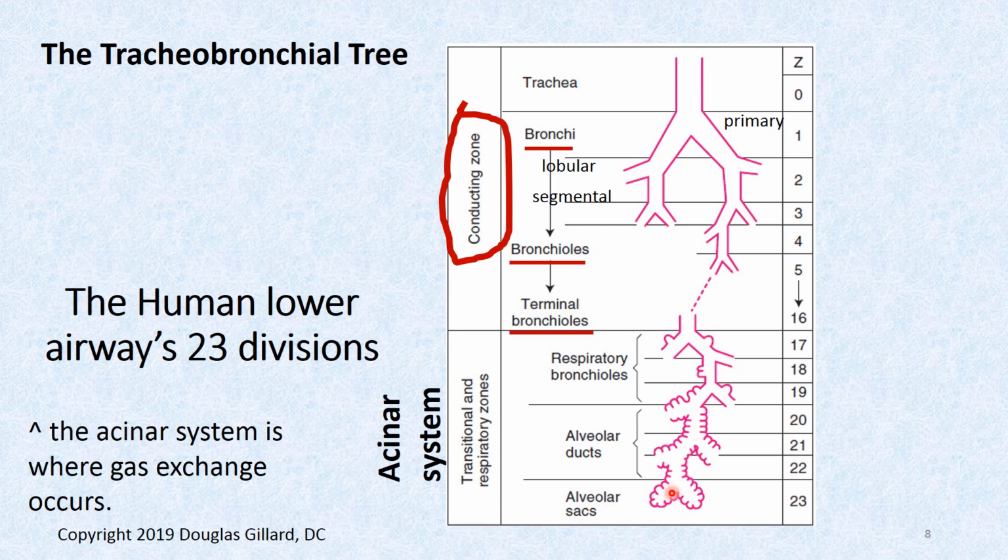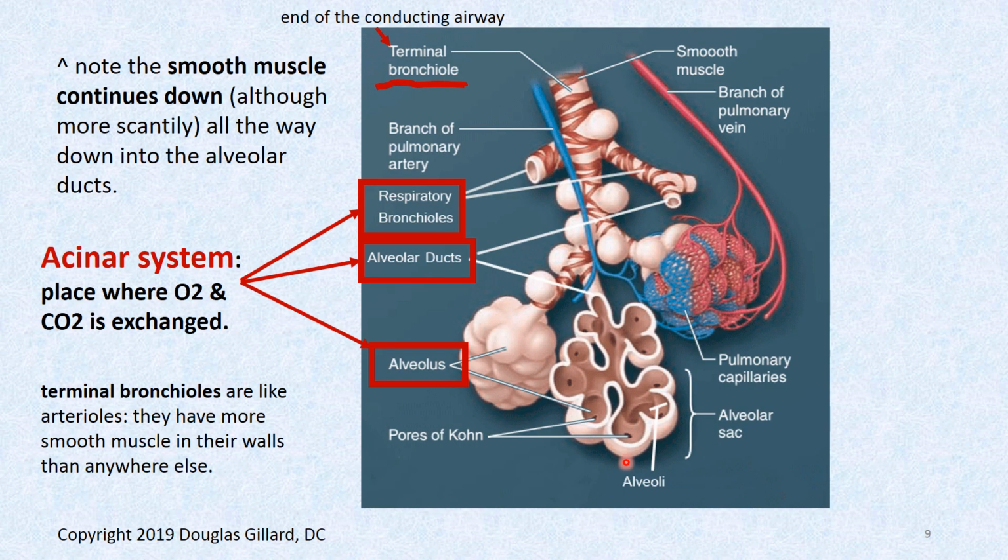But the further you get toward the end of these things, the more sac-like they become. Then after the respiratory bronchioles, you have ducts. And off the ducts, you have clusters like grapes, bunches of grapes growing, and those are the alveolar sacs. Alveolar sacs are connected by these alveolar ducts, which also have quite a few alveoli coming off them as well.